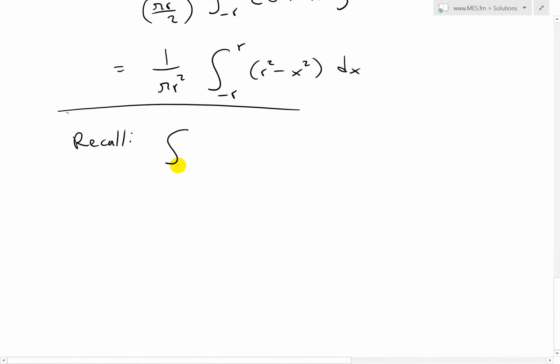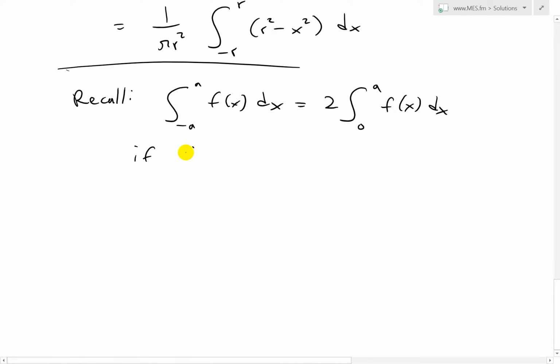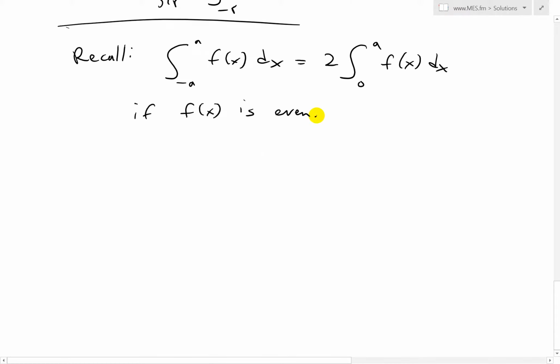One more simplification we could do is recall that the integral from negative a to a of f(x) dx is equal to 2 times the integral from 0 to a of f(x) dx. This is if f(x) is even, meaning it's the same on the positive or negative side, or otherwise meaning f(negative x) is equal to f(x).